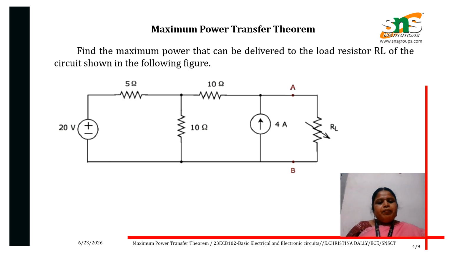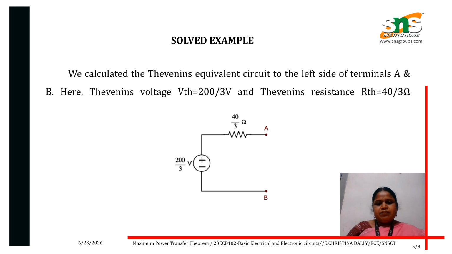In the problem, we are going to find the maximum power delivered to our load resistor RL of the circuit shown in the figure. The supply is given and various resistors have been connected, and the current flowing through the circuit is mentioned as 40.